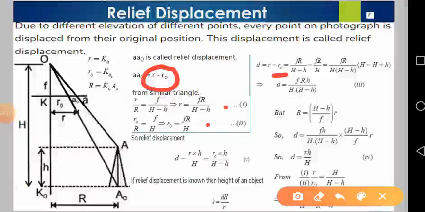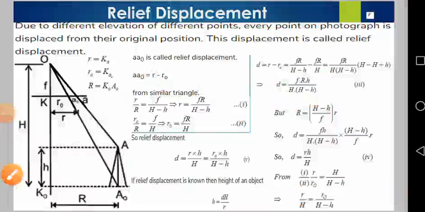Now we will take these two expressions for r and r naught and get the difference. If you simplify, you will get the expression for D, the relief displacement, equal to f into r into h divided by h into h minus h. So this is going to be the relief displacement expression number 1. Here, as we were discussing, capital R is equal to h minus h divided by f into r.